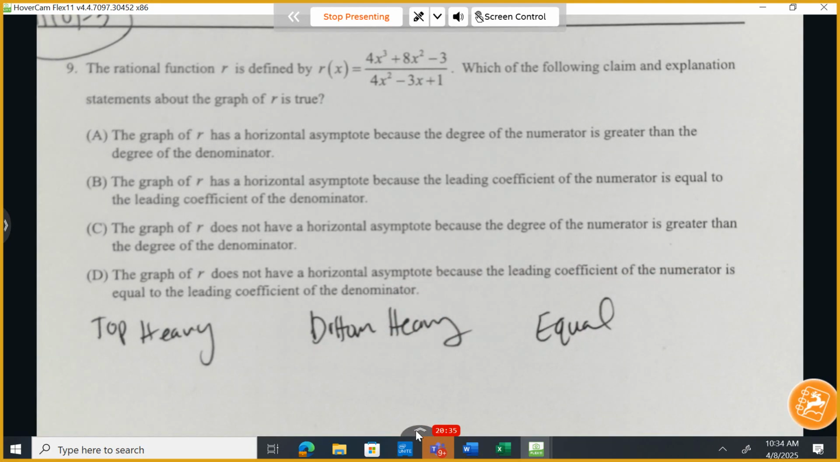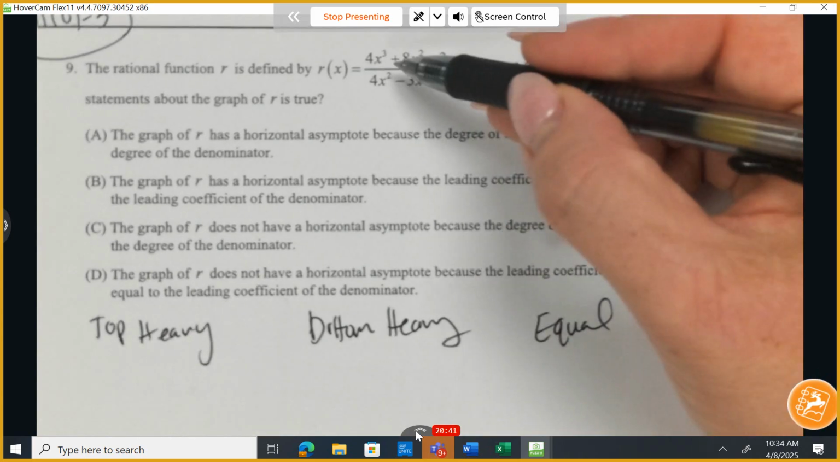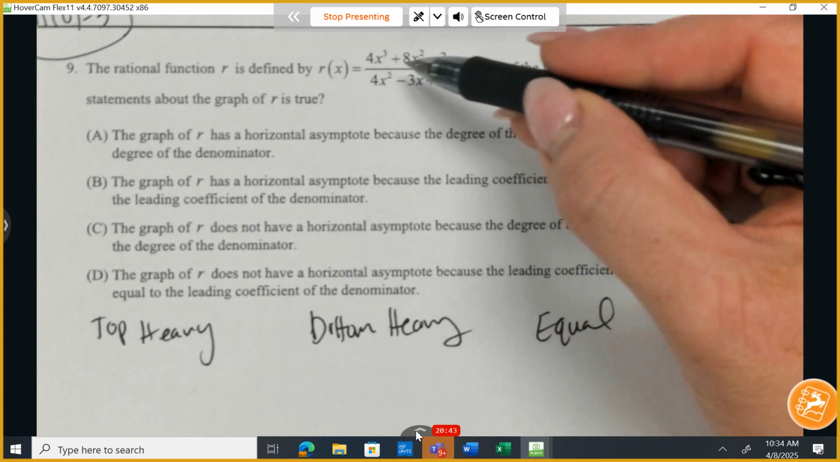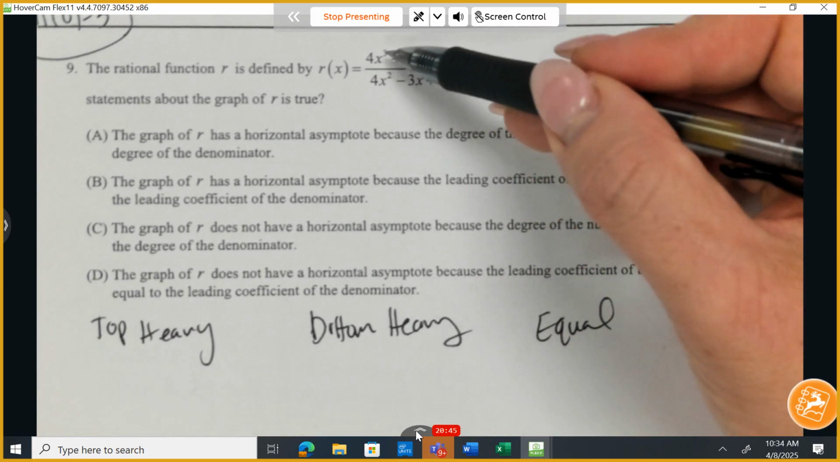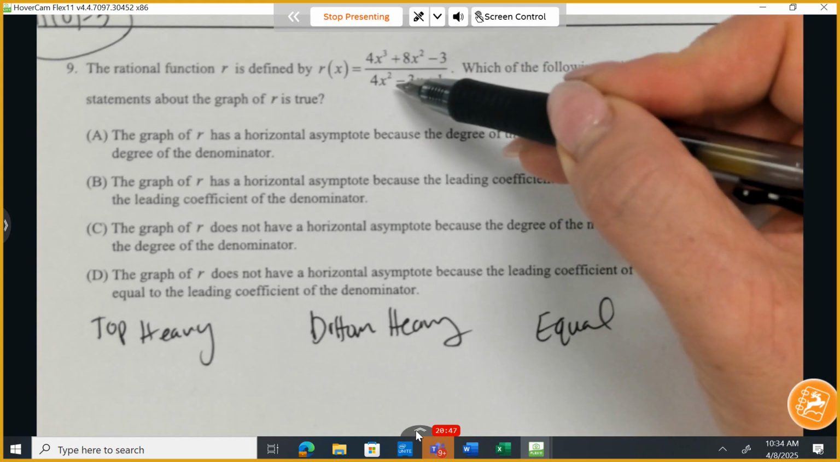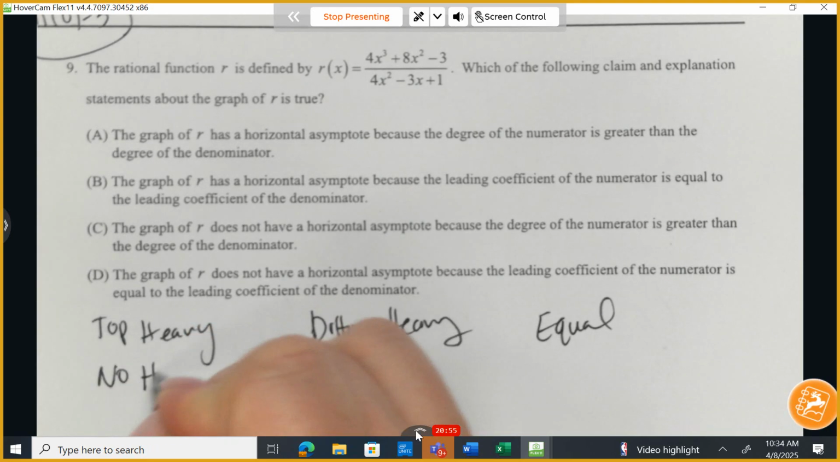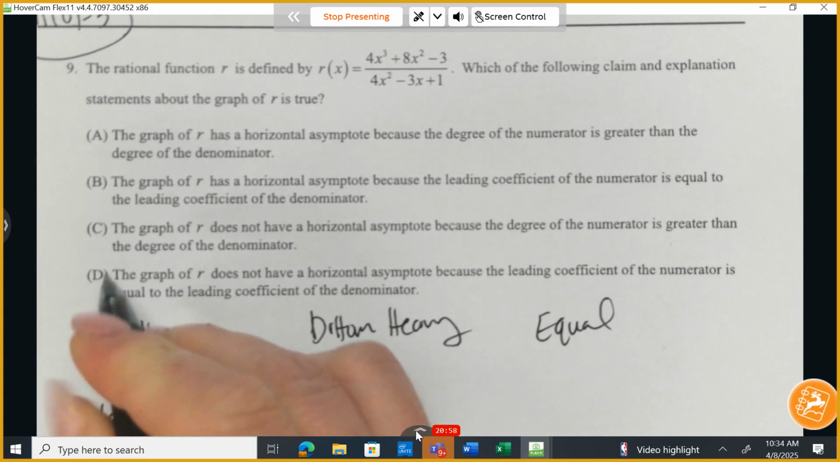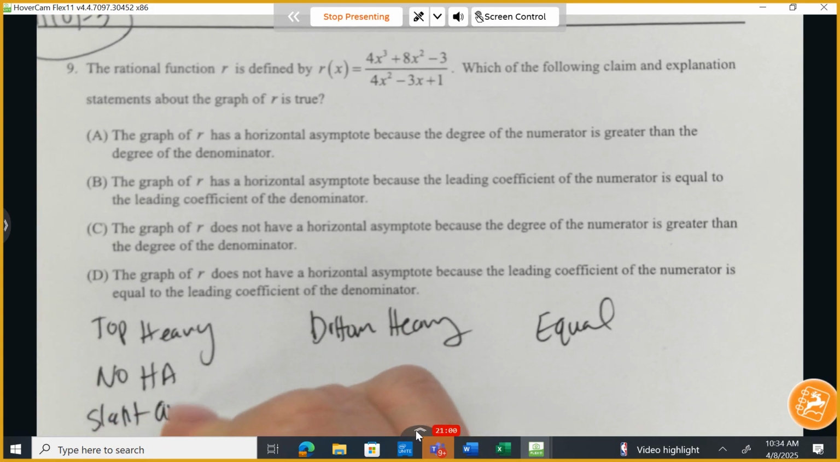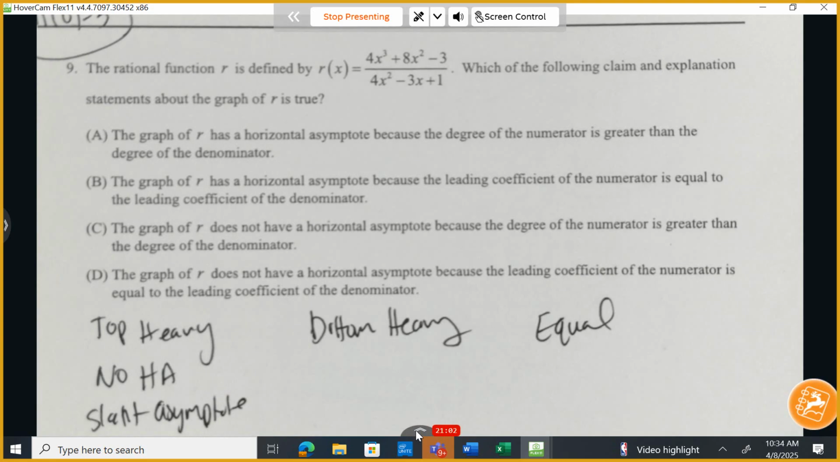When we have a top-heavy function, so when the degree on top is larger than the degree on the bottom, that's what we have up here. Does everybody see how the degree is 3 on top and the degree on the bottom is 2? You're going to hear people say top-heavy degree. When the degree on top is heavier than the degree on the bottom, it's greater. There is no horizontal asymptote. We have a slant asymptote. But if they don't ask me to find that equation, we're not going to do that polynomial long division.